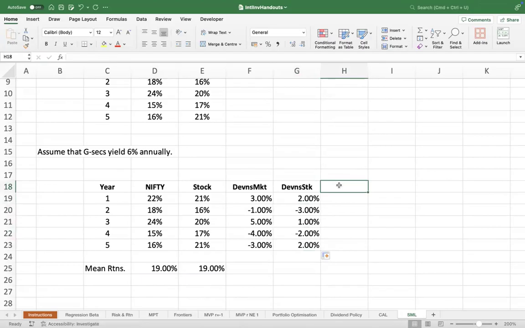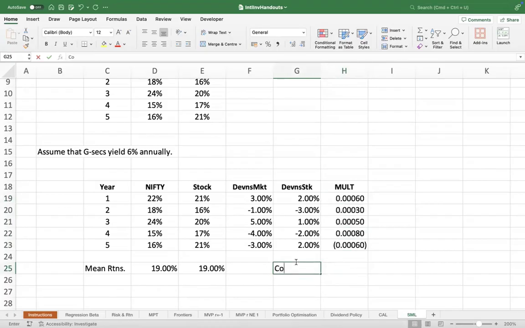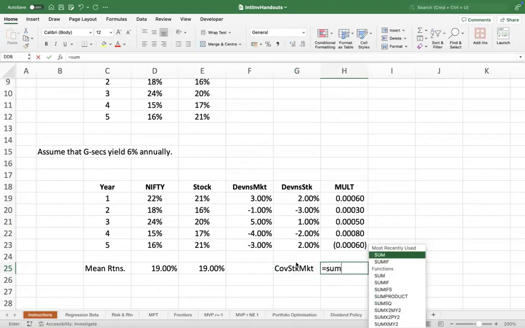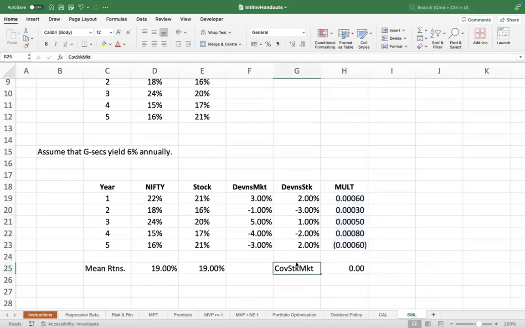Next step is to get the covariance. Formula for covariance is sigma of (xi minus x bar) into (yi minus y bar), divided by n minus 1. So you take the multiple of the deviations, which is deviations of the market and the stock. And then you should get the covariance between the stock and the market, which is the summation of these multiples divided by n minus 1. So that gives you 0.00040.